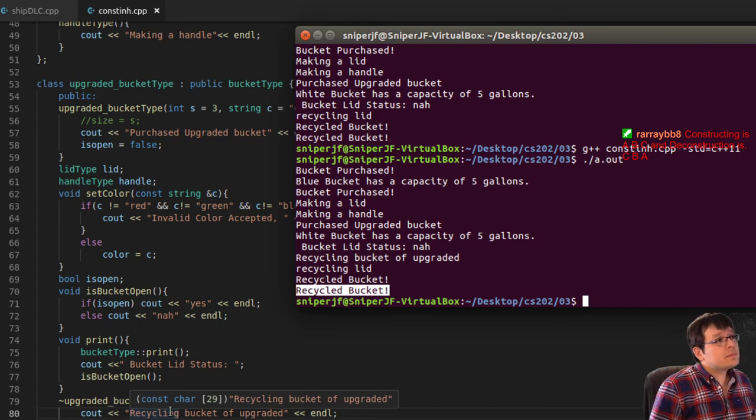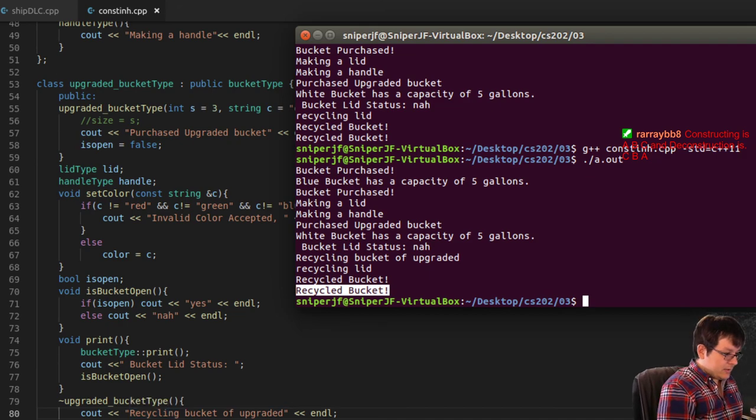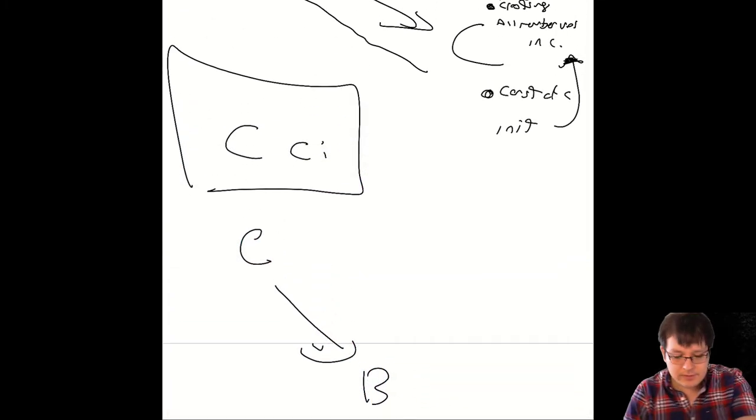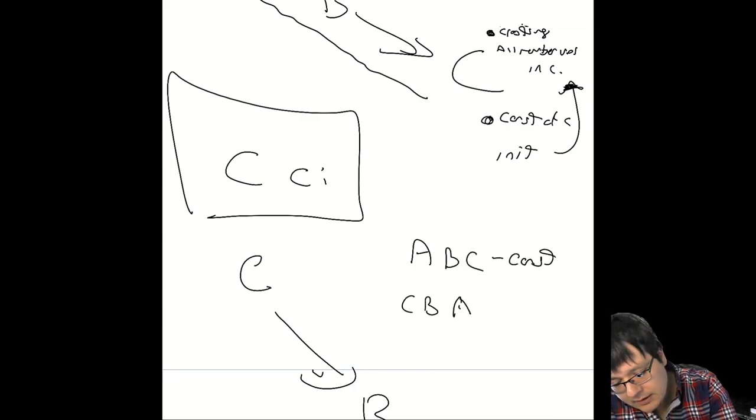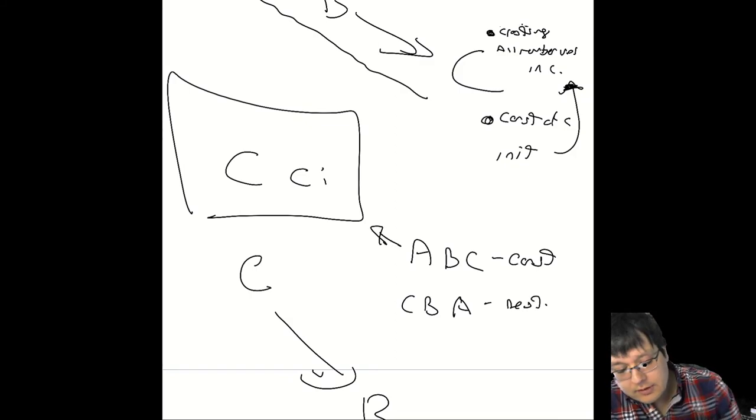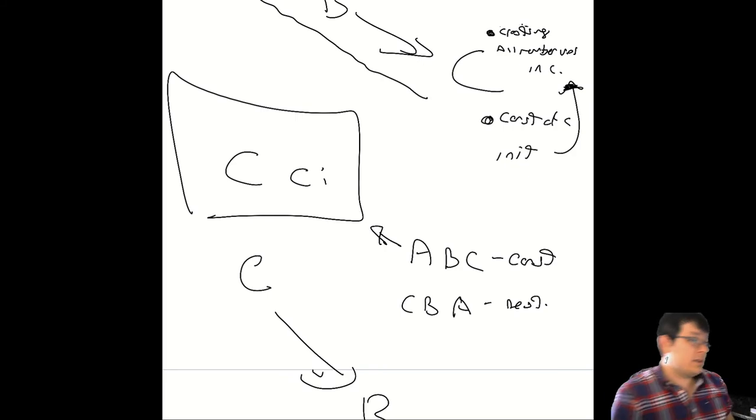Yep, ABC for constructing and CBA for deconstructing. And again, for when you're declaring the variable C, right? So yes, ABC for constructing, CBA for destructing. And this is all just for that single declaration of C, okay?